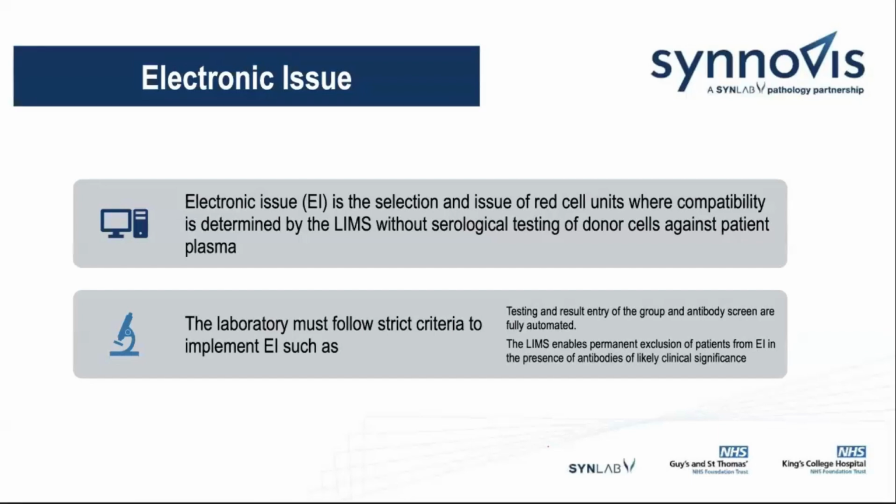The lab must follow strict criteria set out by the BSH and guidelines about the testing and result entry being fully automated, and many other recommendations. This is a mitigation for the potential of human error in the process. And also the LIMS system has the capability to make sure that there are selected units available in the stock.